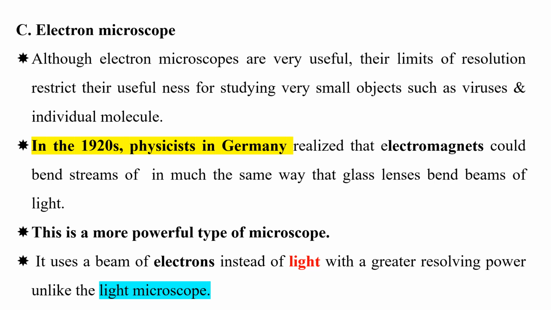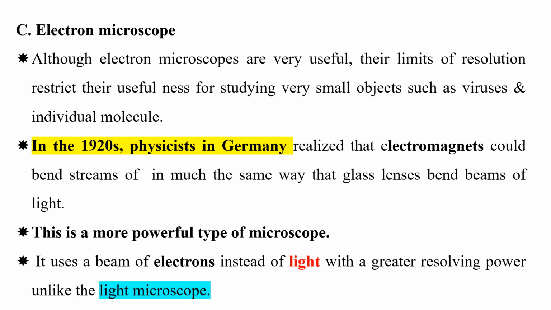In 1920, a physicist in Germany realized that an electromagnet could bend a stream of electrons in some ways, as a glass lens bends a beam of light. This is a more powerful type of microscope, which uses a beam of electrons instead of light, with a great resolving power, unlike light microscopes.